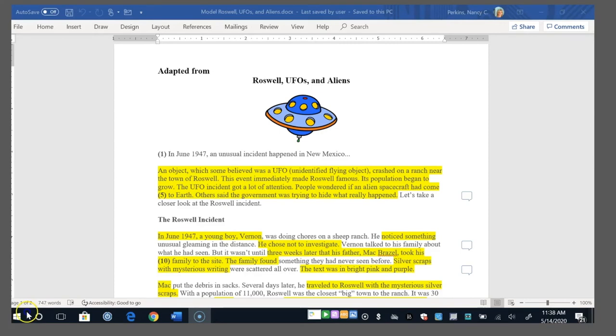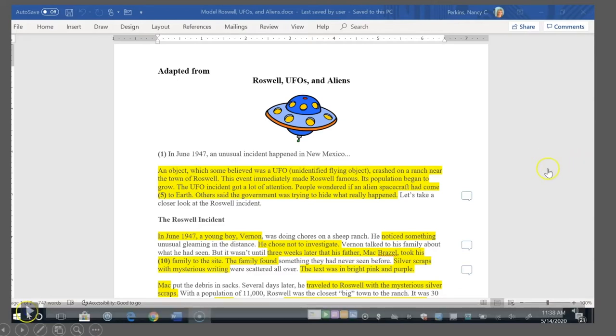After you watch this next segment that will get you into the text, I will review with you how each of the charts could look specifically for this text. So let's get started reading. Have in front of you the article, Roswell, UFOs, and Aliens. Then follow along with this model of reading and annotating the first section of the text.